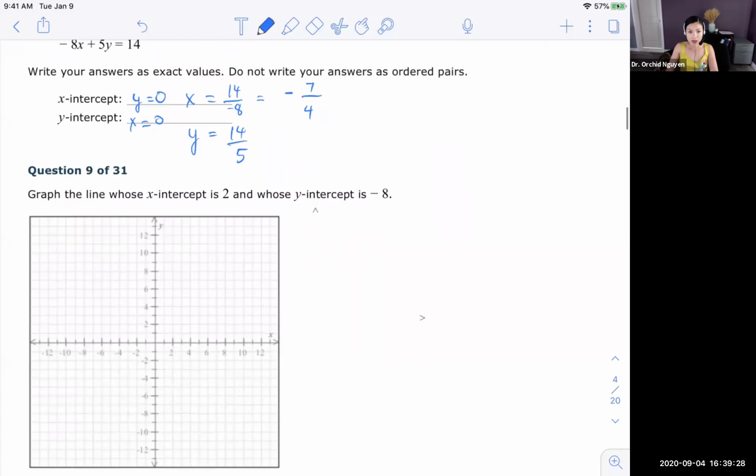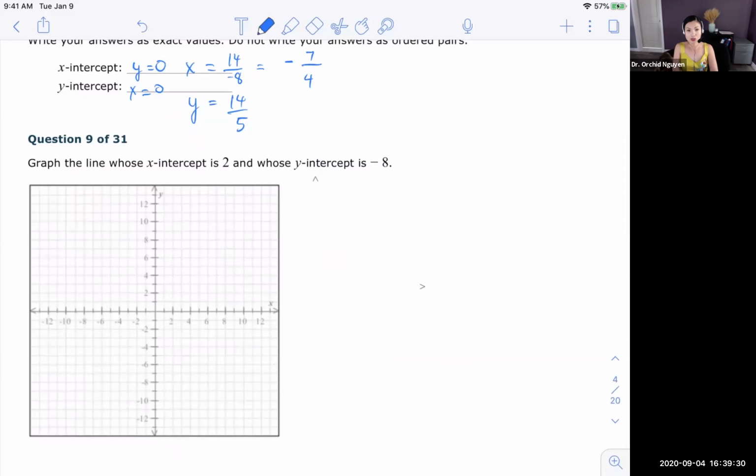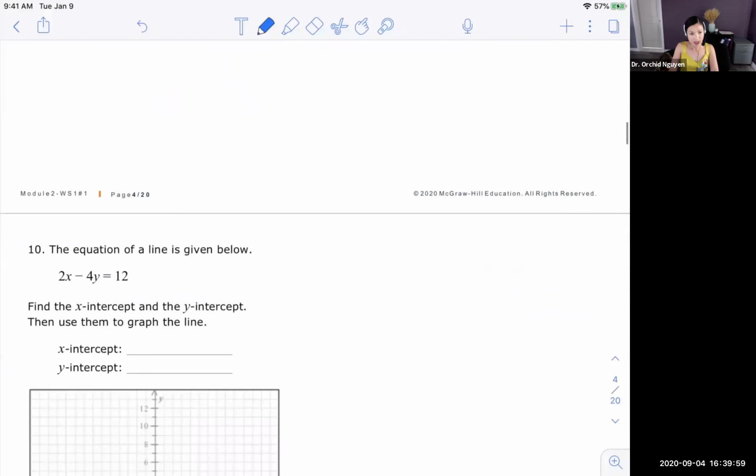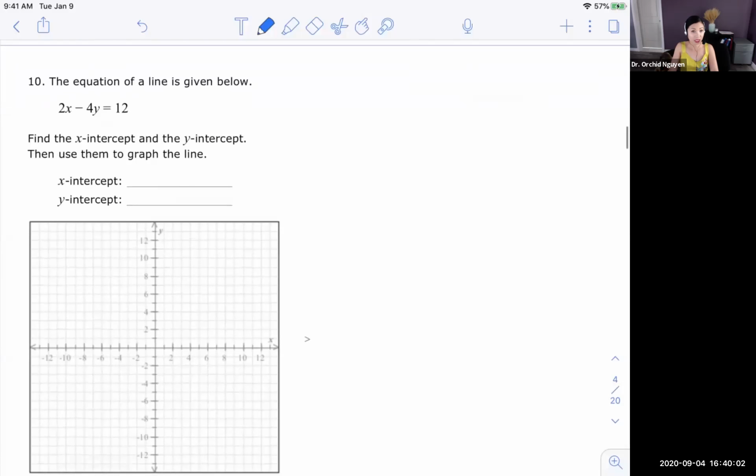So now, graph the line whose x-intercept is 2 and y-intercept is negative 8. This one is super easy because we have whole numbers. And notice that we only need 2 points. So the x-intercept, 2, right here. Y-intercept, negative 8, so it's right here. We just need 2 points to graph a straight line. All right? So that's one method for graphing the equation.